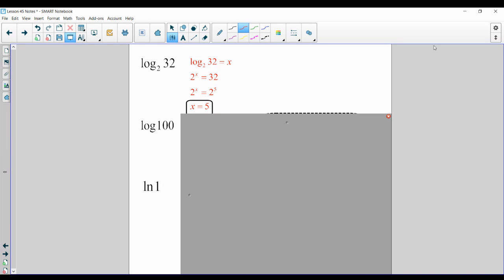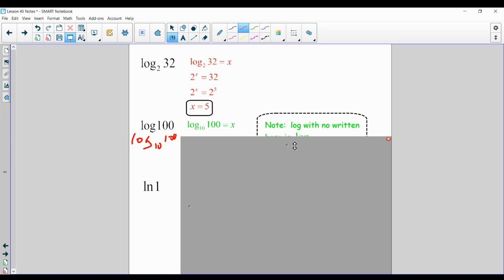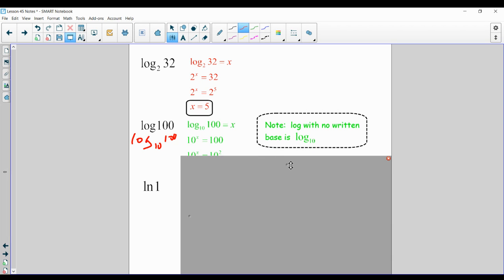All right, when you have this one, log of 100, that is the same thing as log base 10. So when no number is written there and it has the word log, it's an understood base 10. Okay, like so. So I'd set that equal to x. 10 to the x equals 100. Take the 100, switch that to 10 squared, so therefore x is equal to 2.